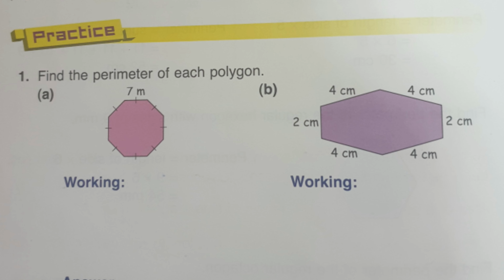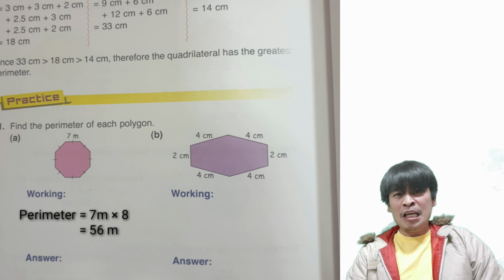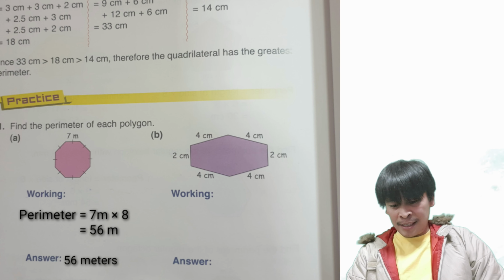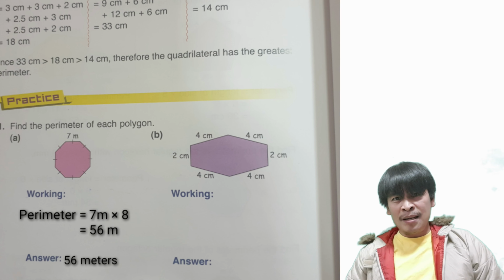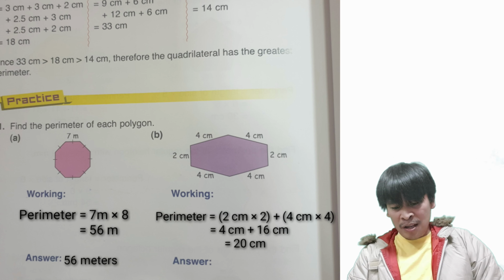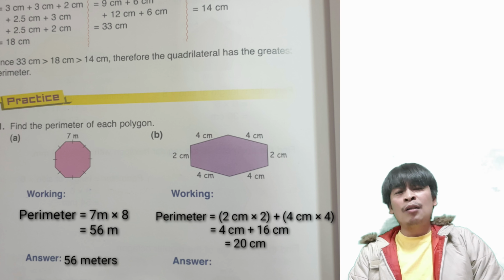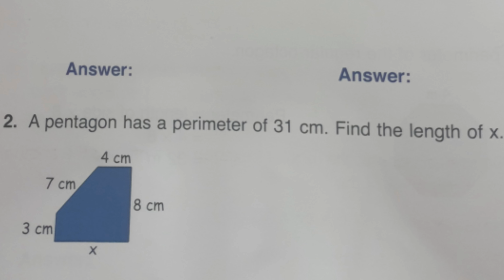Number one, letter A, is a regular octagon having each side measuring 7 meters. The perimeter of this polygon is therefore 7 times 8, equal to 56 meters. Letter B, this is a hexagon. To find the perimeter of this, we simply add the dimensions of this polygon. So, 2 centimeters plus 4 centimeters plus 4 centimeters plus 2 centimeters plus 4 centimeters plus 4 centimeters is equal to 20 centimeters.